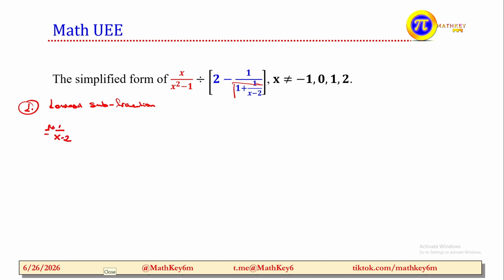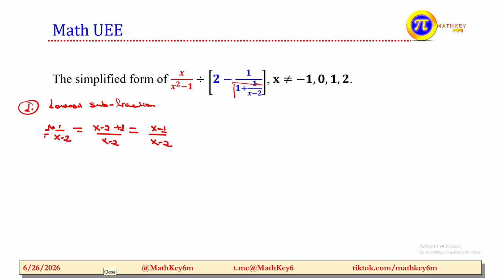You know, the LCM here is x minus 2. This becomes x minus 2 times 1 plus 1 over x minus 2. But the result is equal to x minus 2 plus 1, which is x minus 1, divided by x minus 2.